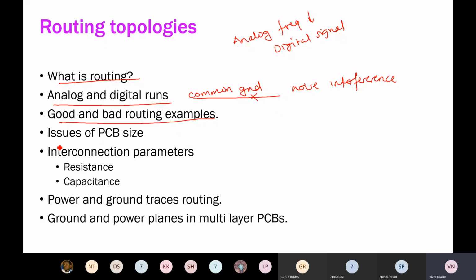Issues of PCB size. Nowadays everyone knows that we are having smaller and smaller PCBs, and those are going to work on radio frequency, that is the gigahertz range. So there will be a new problem of heating. So it is very important to provide a cooling mechanism; heating happens, but we have to provide a cooling mechanism.